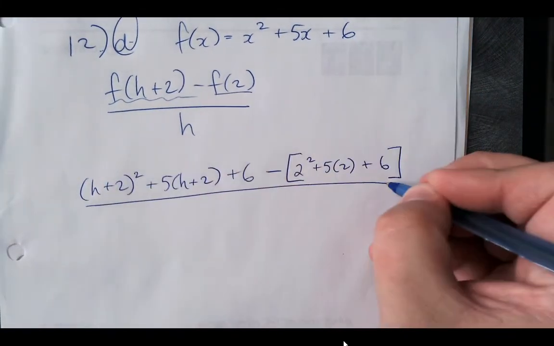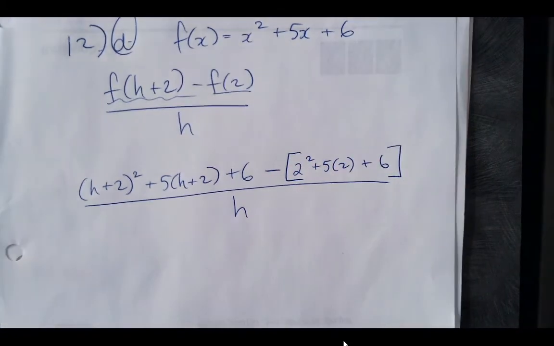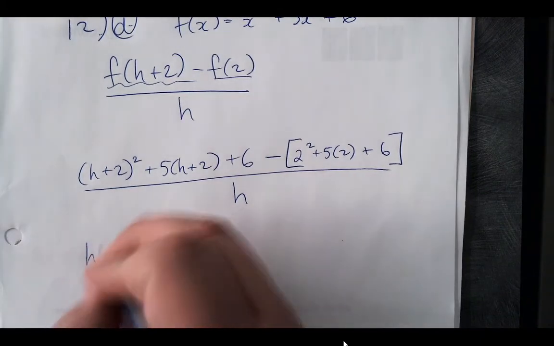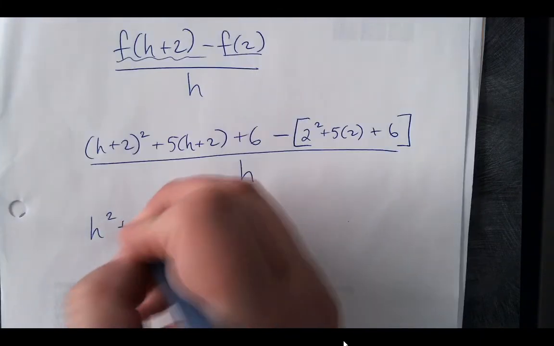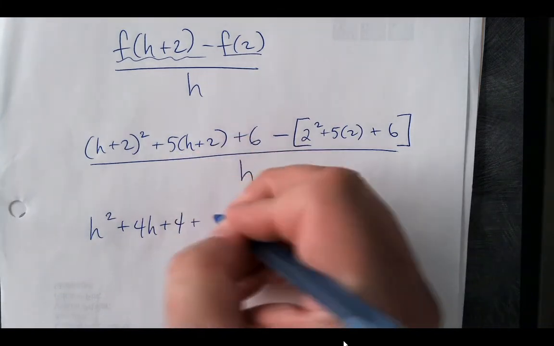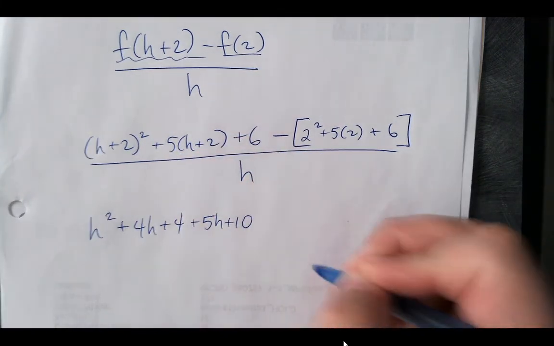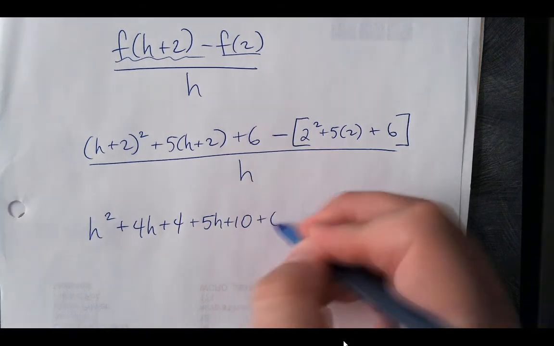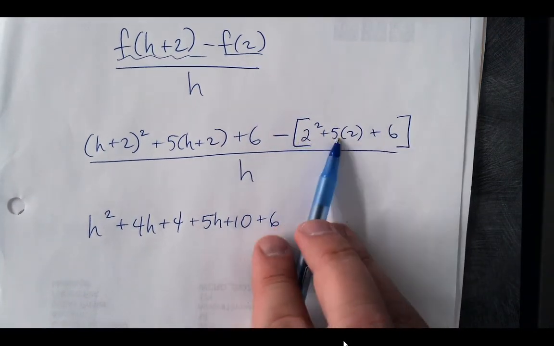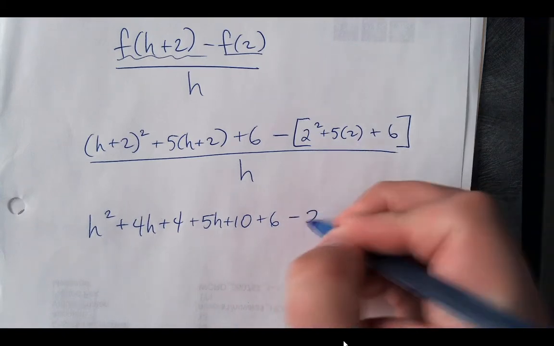All of this is divided by h. And something really neat's going to happen when you try this. When you expand that, of course, you get h squared plus 4h plus 4. When you expand this, you get 5h plus 10. Don't forget the plus 6. Then, this is all one number, right? This is 4 plus 10 plus 6, which is 20. So I'm minusing 20.